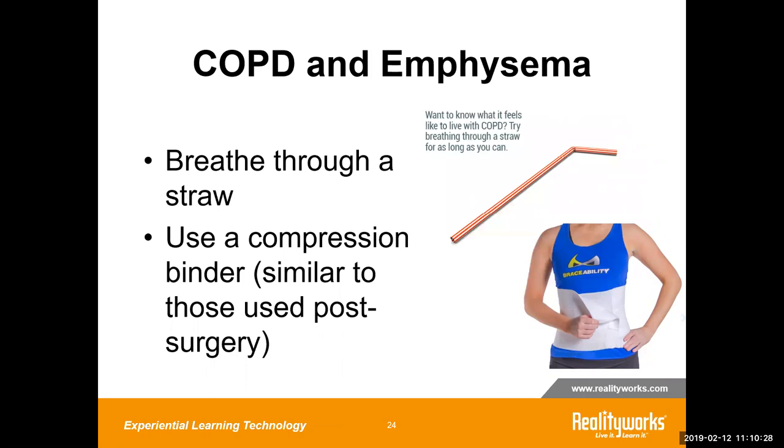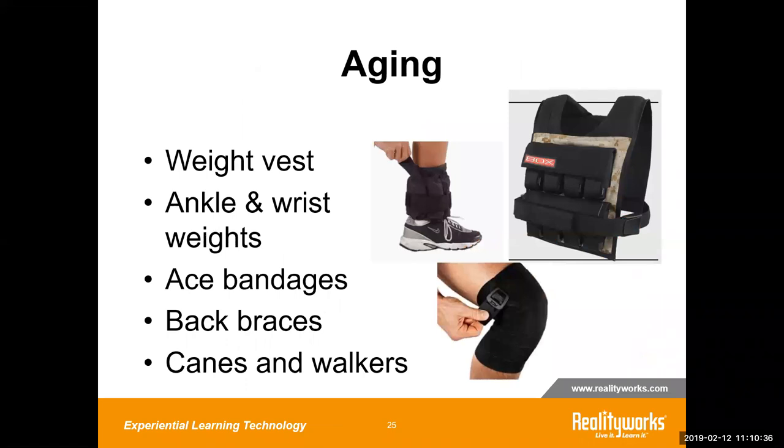Also, the use of Velcro can help you accommodate more sizes if you decide to purchase one for this type of simulation. Now, to create an aging simulation experience, you could gather a series of things from a Walmart or even a budget online source and have things like ankle and wrist weights, ACE bandages, back braces, weight training vests, along with interacting with things like canes and walkers.